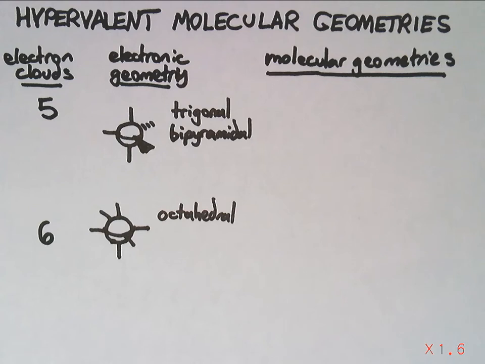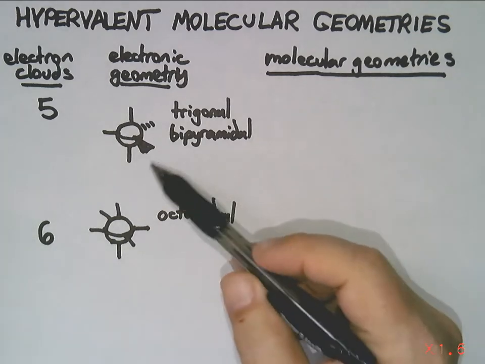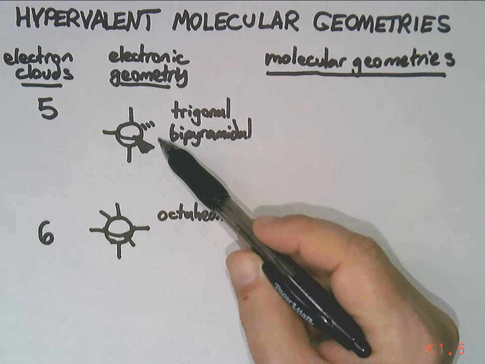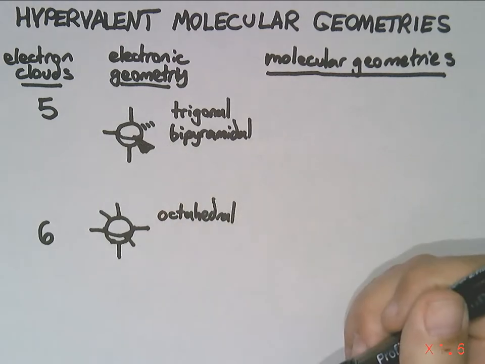In the last video, we saw how to derive molecular geometries for electronic geometries that had 2, 3, and 4 electron clouds around the central atom. Now, 4 is the maximum number of clouds that you can have if your central atom is obeying the octet rule. But when your central atom has an expanded octet, you can have 5 or 6 clouds around the central atom.